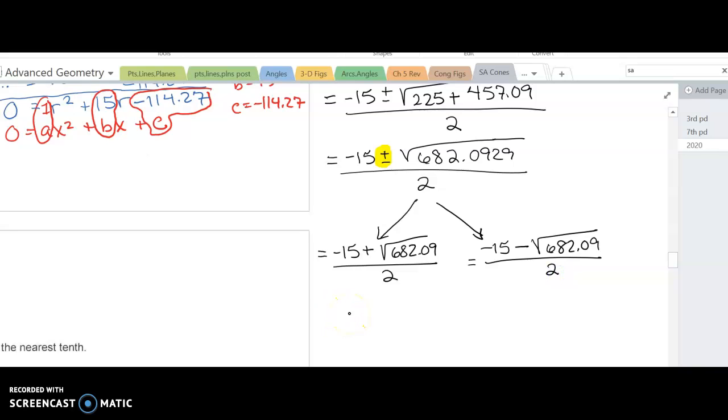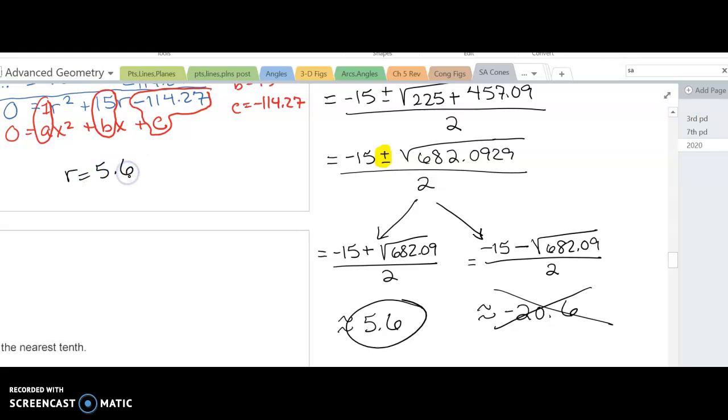Okay, and so if we put those in our calculator, the first one gives me approximately 20.6. That's not right. I goofed. I didn't account for negative 15. Okay, the first one gives me 5.55. And the second one gives me negative 20.6. And so since this one's negative, that's not an option. Our radius would have to be approximately 5.6.